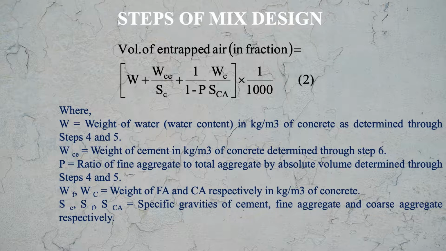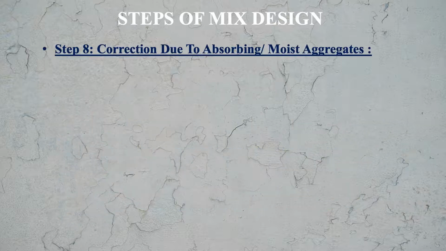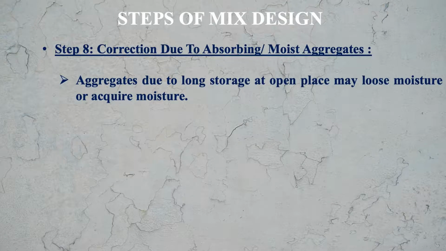Now let us see what is the next step, that is step 8. In step 8, what we do basically, we apply correction due to absorbing or moist aggregate. Because if you are using moist or absorbing aggregates, then we have to apply correction for the water. So aggregate due to long storage at open place may lose moisture or acquire moisture.